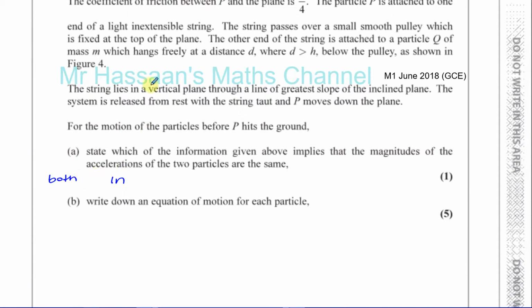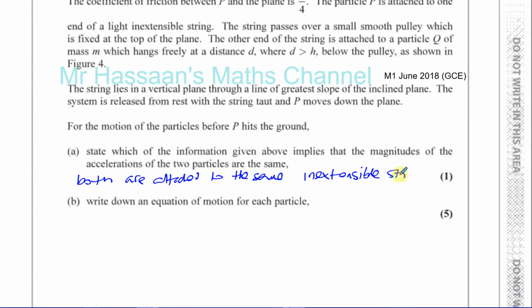I guess they're only looking for the word inextensible, but it's more complete if you put both particles are attached to the same inextensible string. Okay, so they're both attached to the same inextensible string. Sorry about my writing, the pen's messing up a bit today.